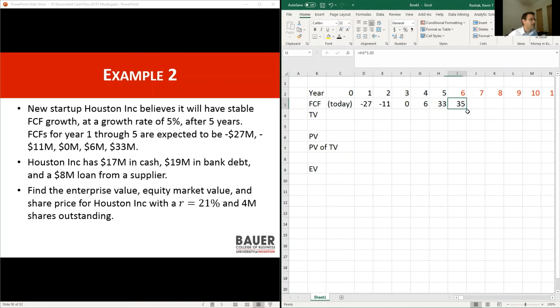Okay. So these are our free cash flows that we need. We need a terminal value that's going to pick up everything after time 5. We're going to use a growing perpetuity formula just like we've been doing.